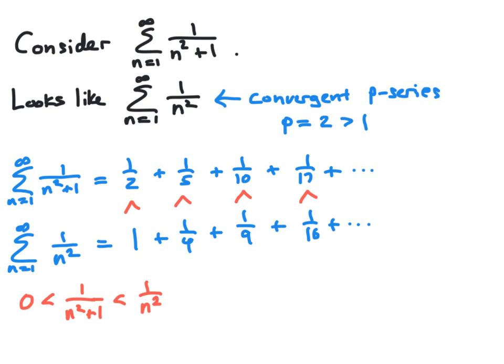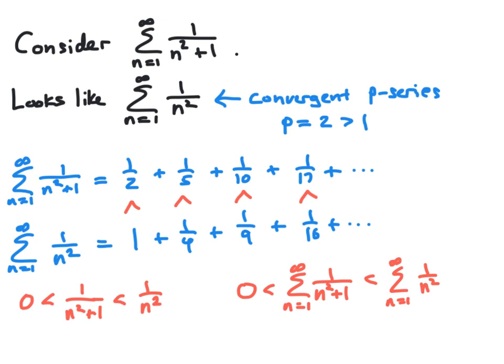And since limits of partial sums are the values of our series, what we obtain here is the inequality that 0 is going to be less than the sum n equal 1 to infinity of 1 over n squared plus 1. This was the series that we're looking to determine the convergence for. So we know that series is going to be something bigger than 0. And we also know it's going to be smaller than the sum n equal 1 to infinity of 1 over n squared.